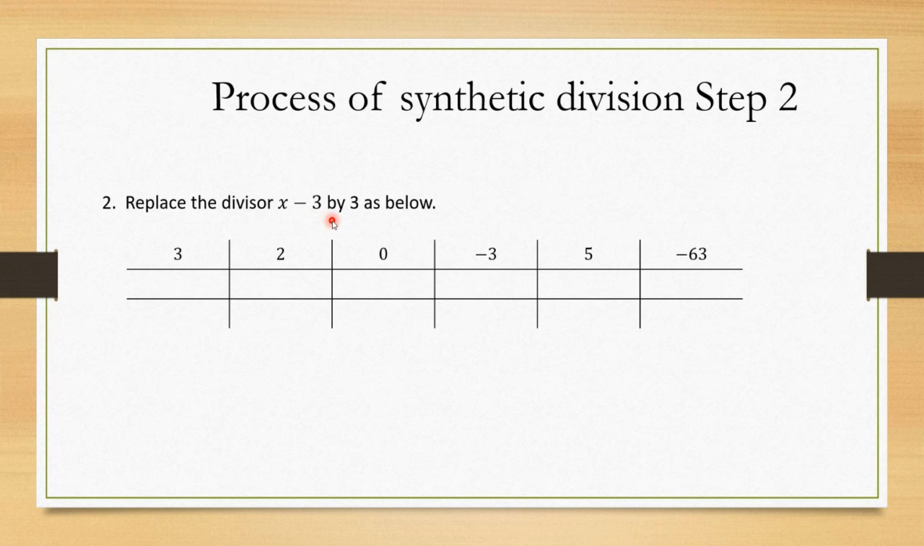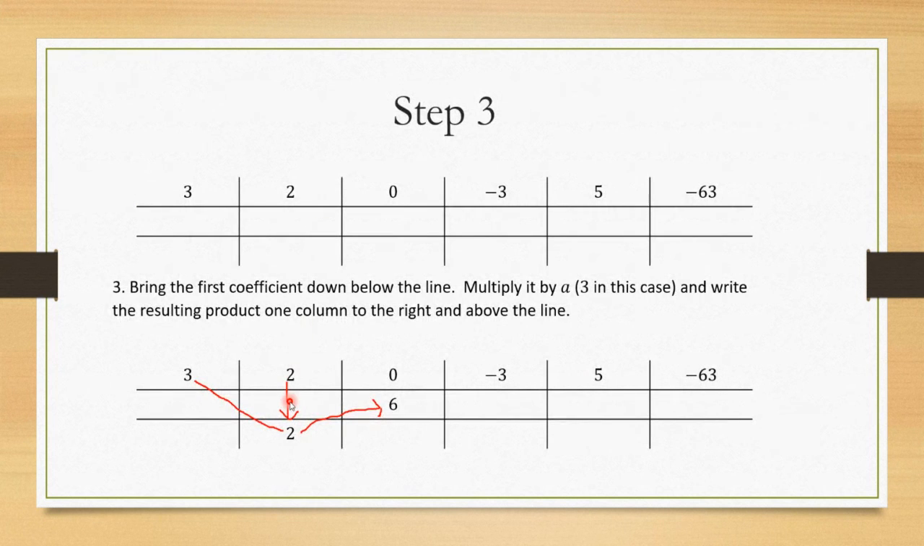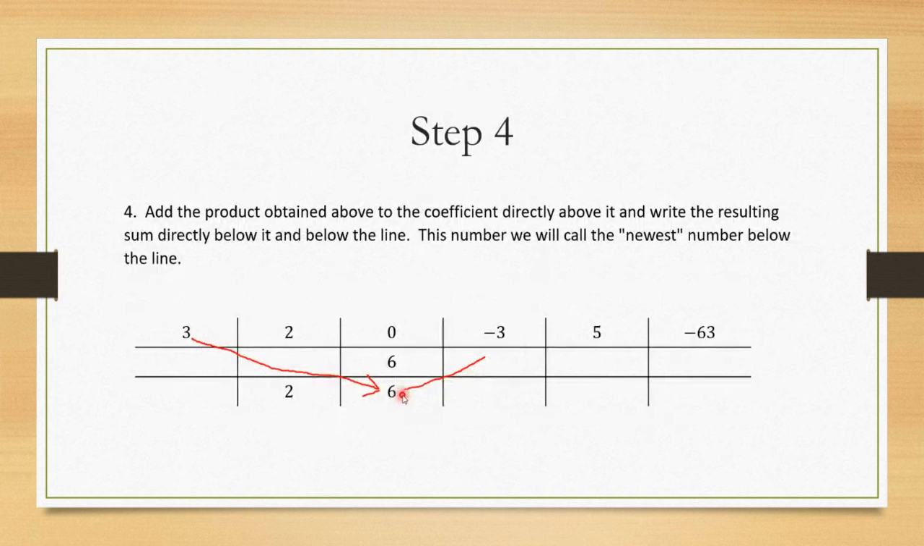Okay. Now we're set up. Now we're ready to actually do the calculations. As I have down here, this 2 you're going to bring down. Then you do 3 times 2, which is 6. That 6 is going to go here, the product. Then we have 0 up here, so we have 0 plus 6, and that's going to go down here, as you can see.